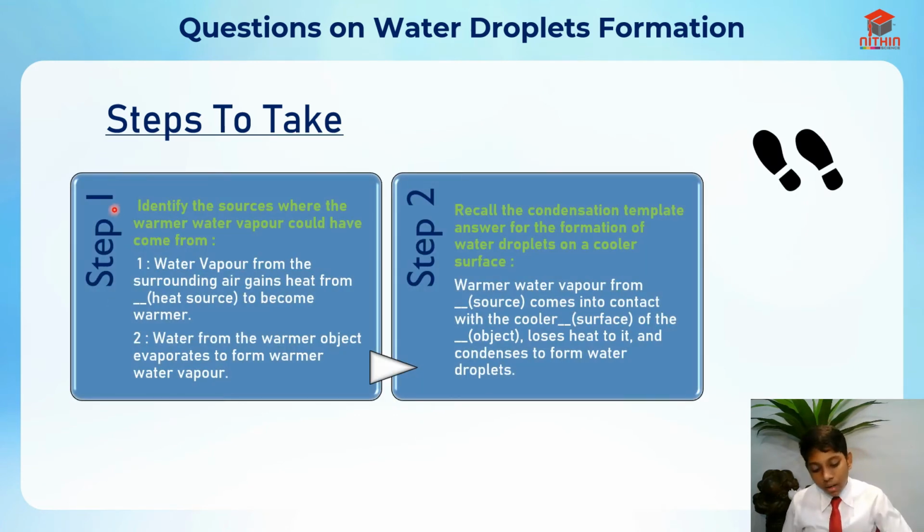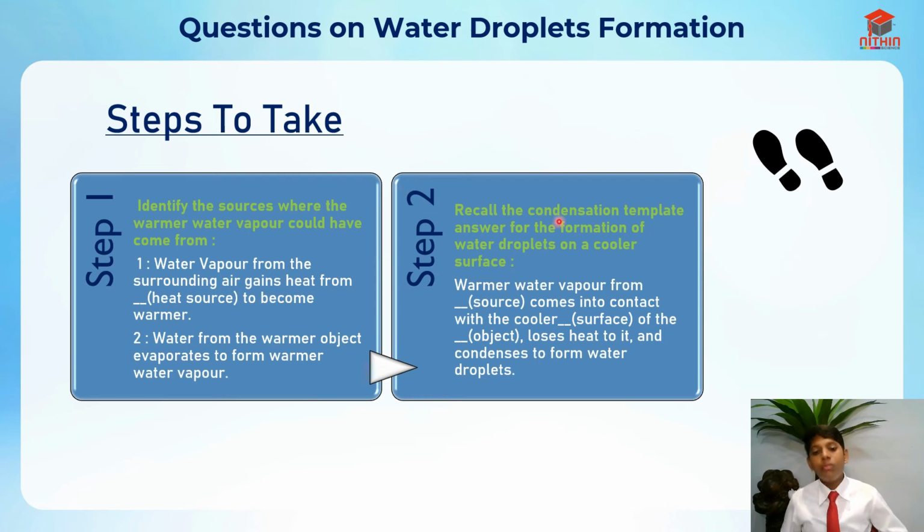So step 1, we need to identify the sources where the warmer water vapor could have come from. So it's either the water vapor from the surrounding air gains heat from the heat source to become warmer, or the water from the warmer object evaporates to form warmer water vapor. So it's either one of these.